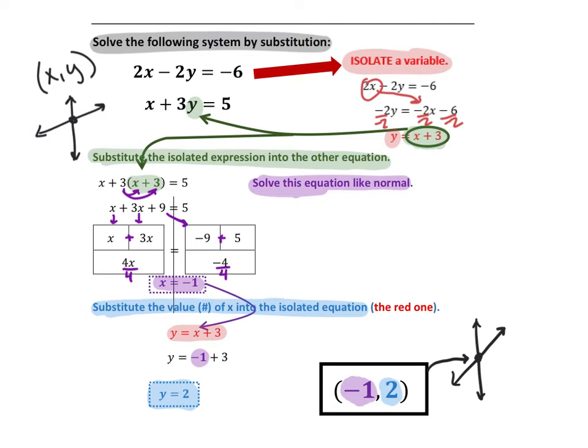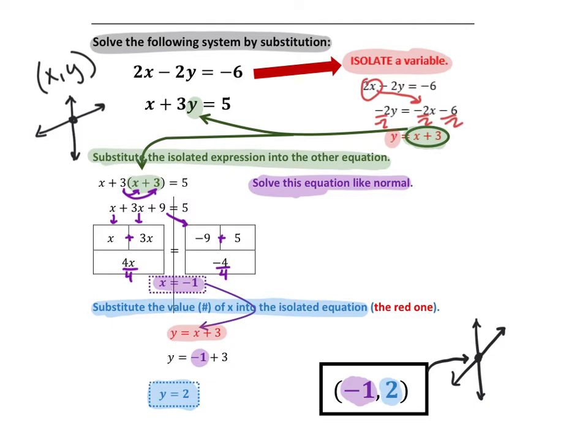The last step is to substitute that number of x into the isolated equation, which in our case we wrote in red up here. Okay, so we're going to take y equals x plus 3, and we're going to put in the value of x, which was -1. Then it's just a simple computation problem, so that y is equal to 2, and I know that my coordinate is x, y, -1, 2.